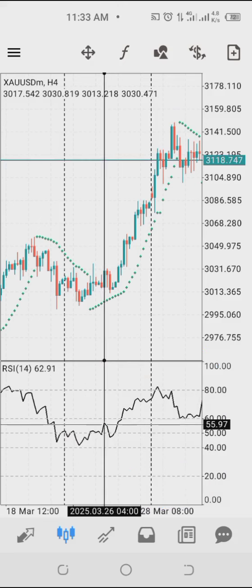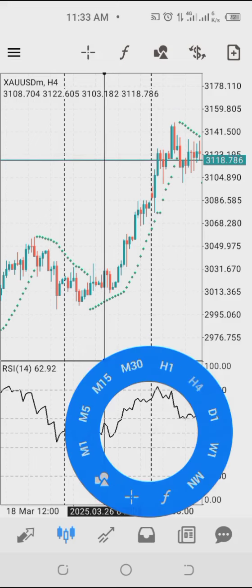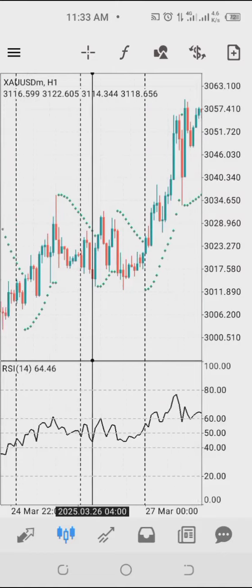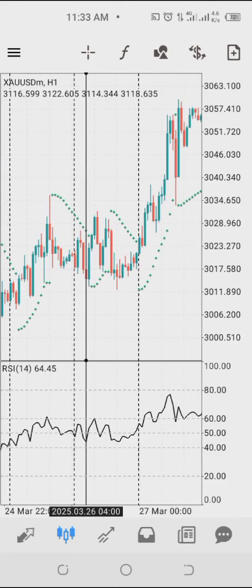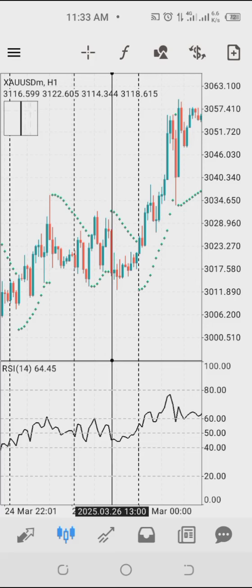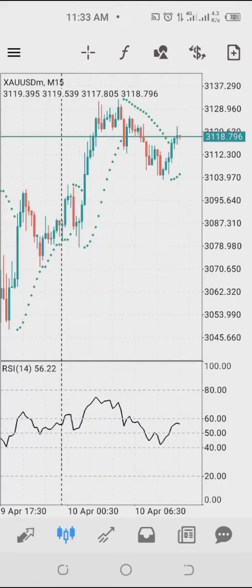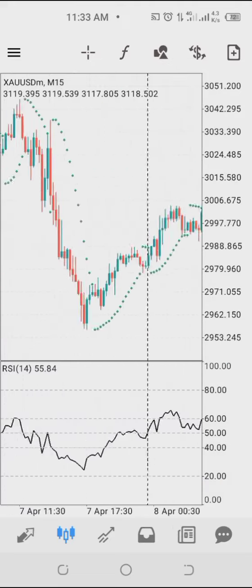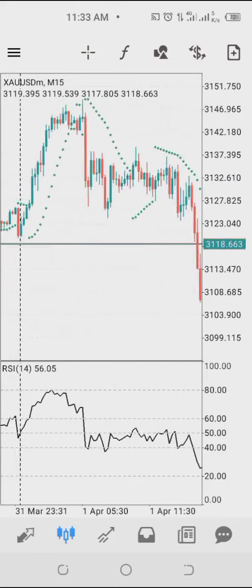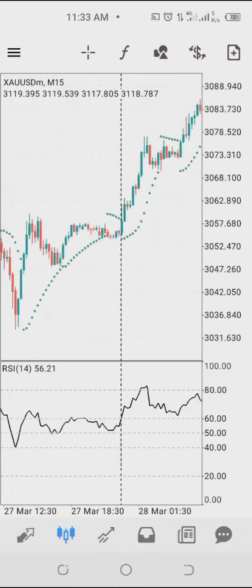Once it gets above 50, I'm going to go to the next time frame, which is my H1 time frame. For my H1 time frame, all I need to see is the RSI dropping to just below 50, since I'm looking for a buy setup. Then after that, I move to the next time frame for my entry, which is my M15 time frame.